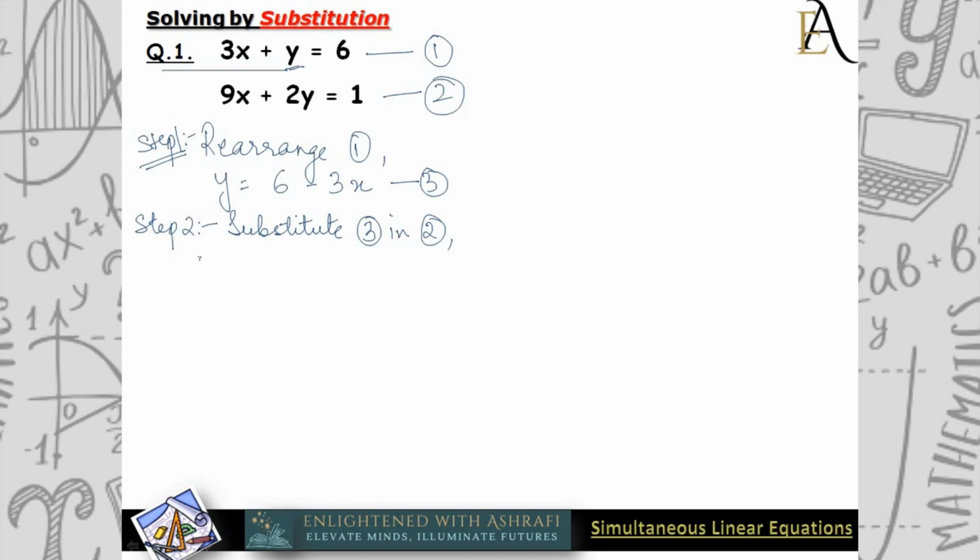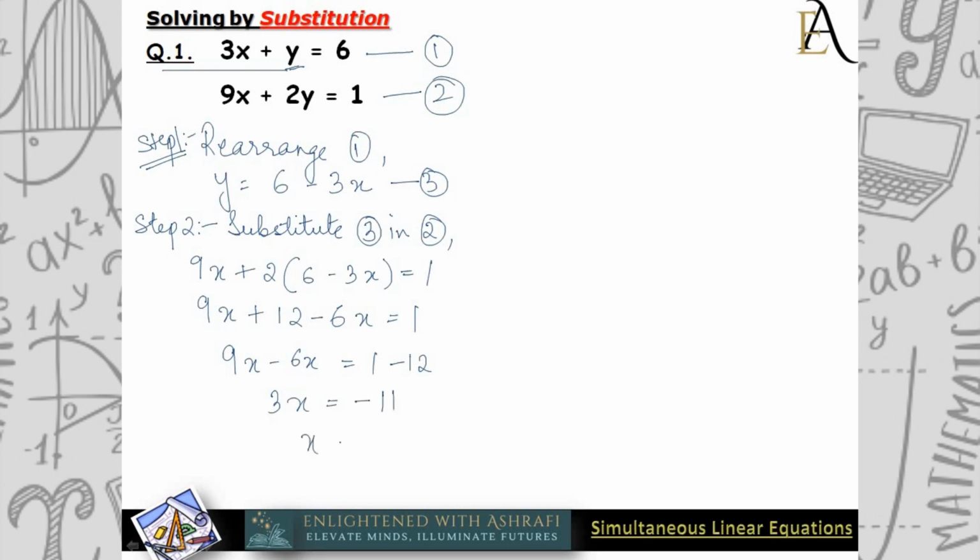So now here we get 9x plus 6 minus 3x, which is equal to 1. Now let's solve it. Plus 6 2s are 12 minus 6x is equals to 1. Let's get all the x's on one side and all the constants on the other side. So 9 minus 6 is 3x equals to minus 11. x is equals to minus 11 upon 3.